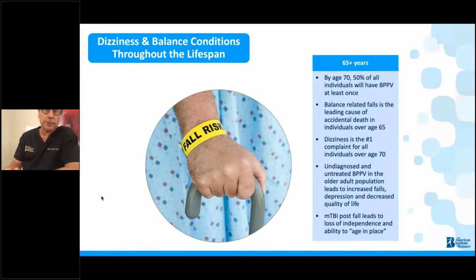But what about our older adults? We know that fall risk is a significant problem. Millions of older adults will present at a hospital emergency room dealing with a balance-related fall. In fact, falls are the number one cause of accidental death in this population. We know that undiagnosed and untreated BPPV can be a leading cause of falls in this population. And that's really sad when you think how easy it is to diagnose and treat this condition.